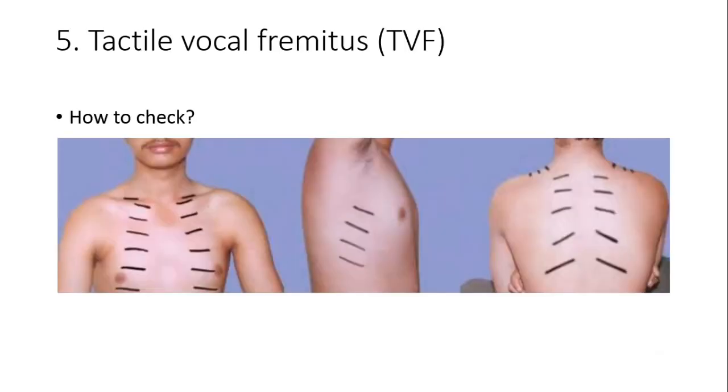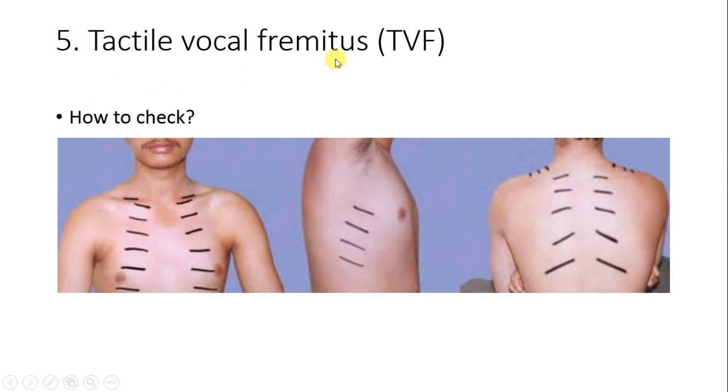Another is tactile vocal fremitus. How to check tactile vocal fremitus? For checking tactile vocal fremitus, put the ulnar border of a hand in the intercostal space and ask the patient to speak 111 or 999 and feel the vibration by the ulnar border of the hand.